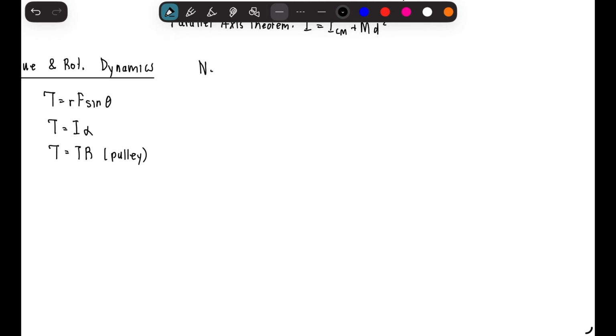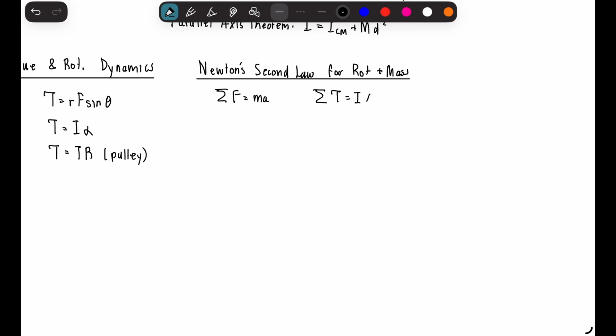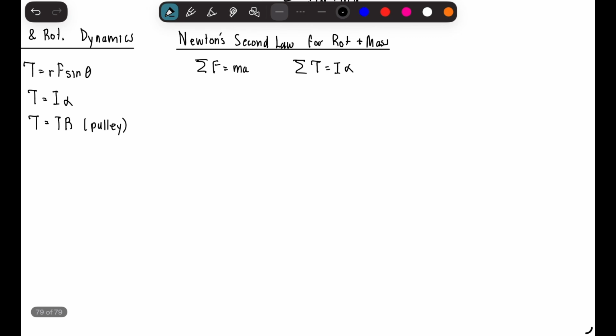Now, for Newton's second law for rotation and mass, in linear we have summation of forces equals mass times acceleration, but here we have summation of torque is equal to moment of inertia times angular acceleration.